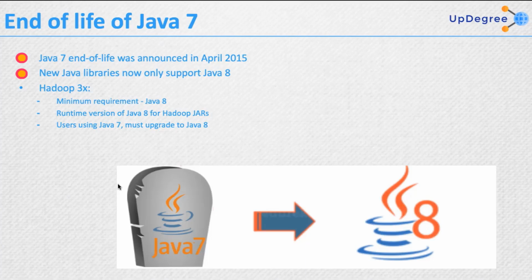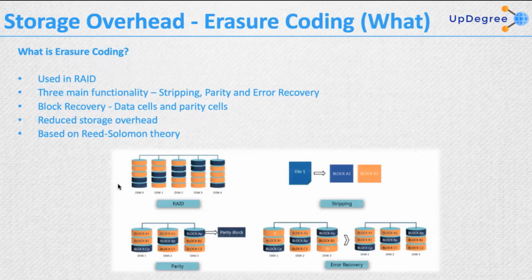New Java libraries now only support Java 8, and Hadoop 3x has a minimum requirement, which is the runtime version of Java 8 for Hadoop jars. Users using Java 7 will have to upgrade to Java 8. This is the most differentiating factor between 2x and 3x, which is erasure coding.